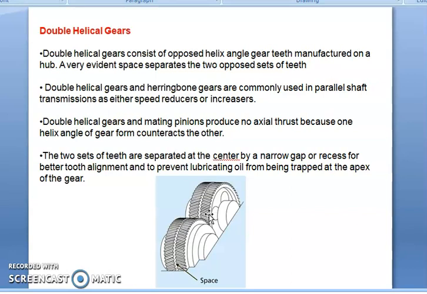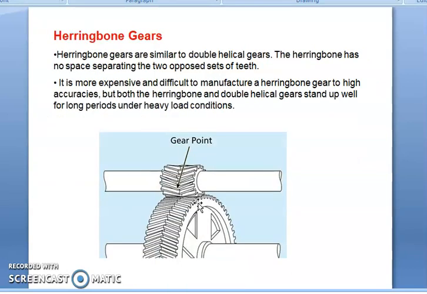In double helical gears, the mating pinion produces no axial thrust because the helix angle of one gear form counteracts the other, so it produces null thrust. The two sets of teeth are separated at the center by a narrow gap or access for better tooth alignment and to prevent lubricating oil from being trapped at the apex of the gear.